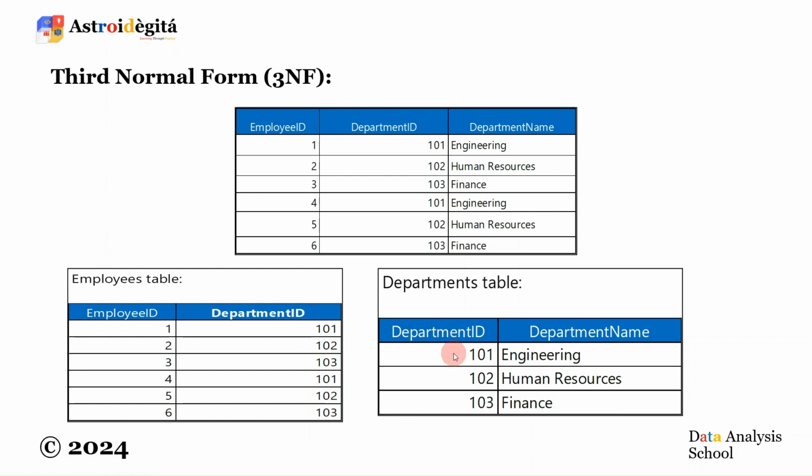This structure adheres to the principle of the third normal form as no non-prime attribute, which is the department name, is transitively dependent on the primary key, which is the employee ID.